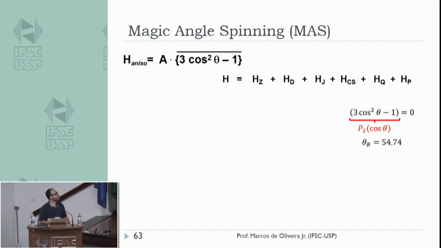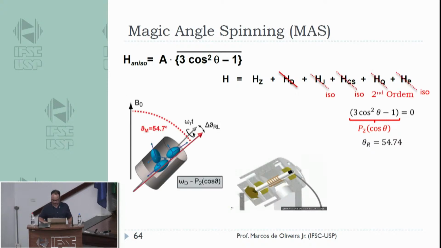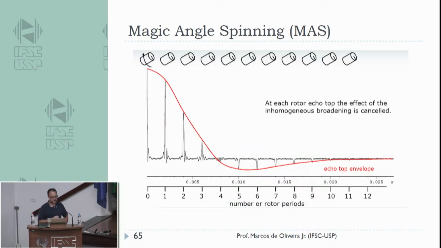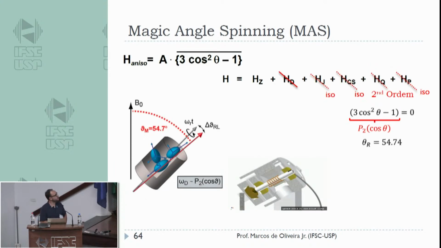So we want to remove all of them. And all of them depend on the same angular dependence. That's this 3 cosine squared theta minus 1. Then why not spin the sample at an angle that makes this angular term go to 0? So if you spin fast enough, you can eliminate most of these interactions here.